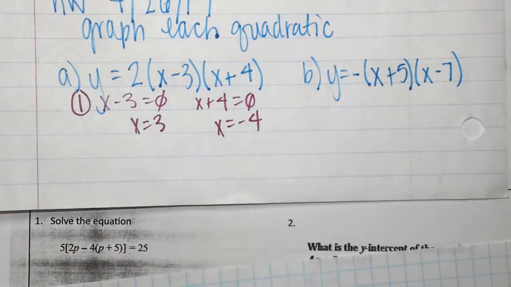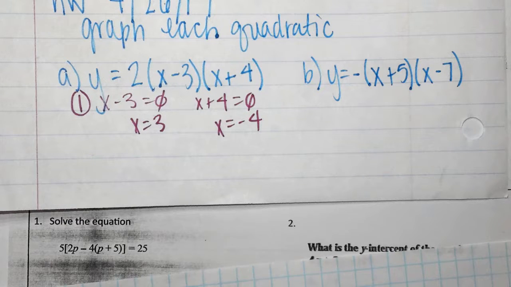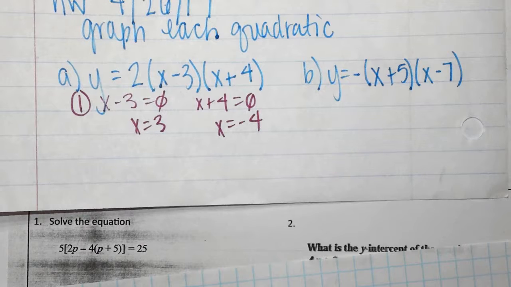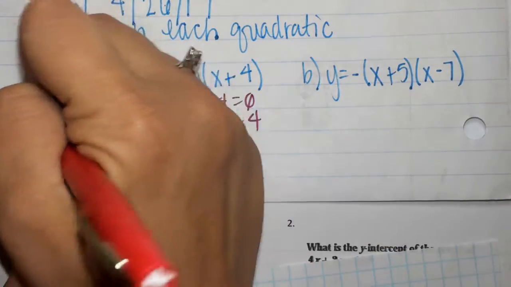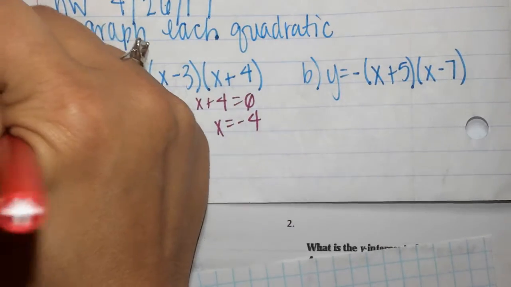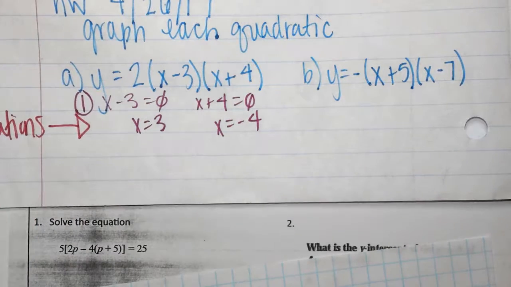Alright, so that gives me what? What does this tell me? What does it give me? What are these? They're roots. And what are roots? Zeros. They're where the graph crosses the x-axis, they're zeros. Awesome. And these are also called solutions. Please make sure you have in your notes that these are solutions.